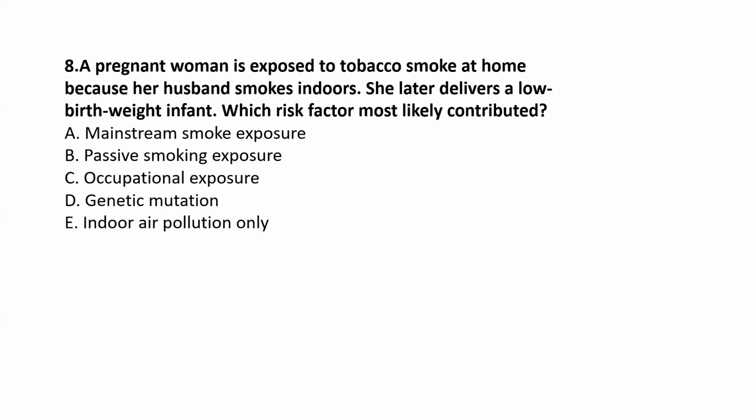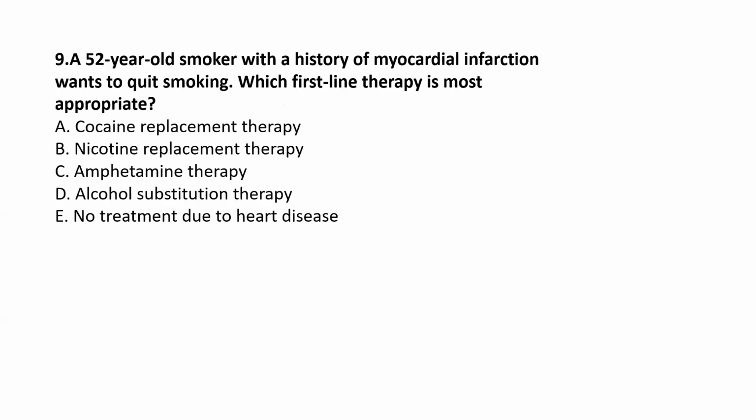MCQ 8: A pregnant woman is exposed to tobacco smoke at home because her husband smokes indoors. She later delivered a low birth weight infant. Which factor most commonly contributed? A, mainstream smoke exposure. B, passive smoking exposure. C, occupational exposure. D, genetic mutation. E, indoor air pollution. B is the right option.